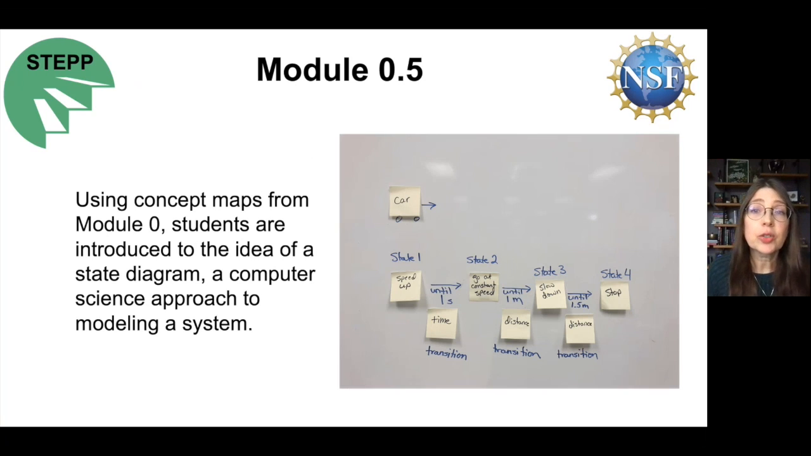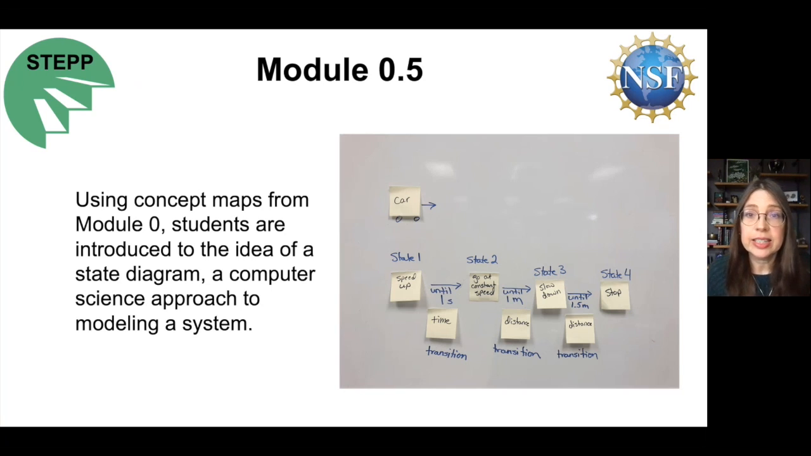And then the idea for module 0.5 is to actually do this with the teacher at the front of the room or with a video. We've actually provided a video for this. So using those ideas from concept maps for module 0, introducing this idea of a state diagram. So this is a computer science approach to modeling a system that's also called a finite state machine.